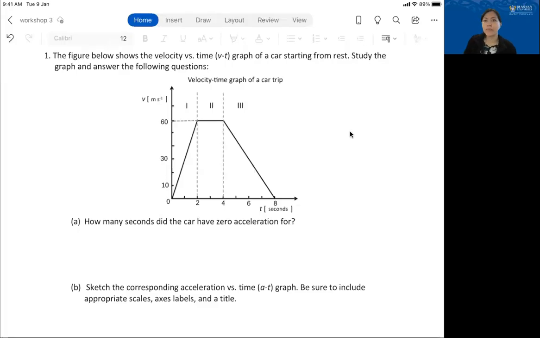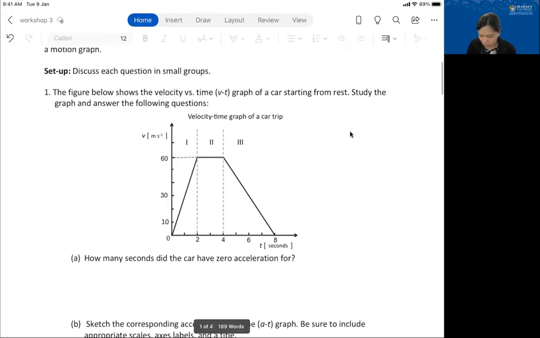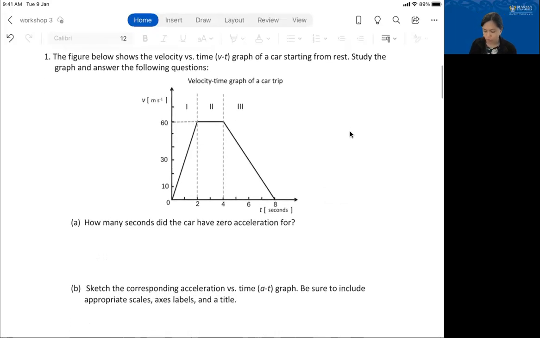All right. Welcome everyone, and let's look at the workshop questions and try to see how we answer the questions. Hopefully you were able to have some time to look over the questions. I'm sharing it on the screen, and we'll go over it one by one.